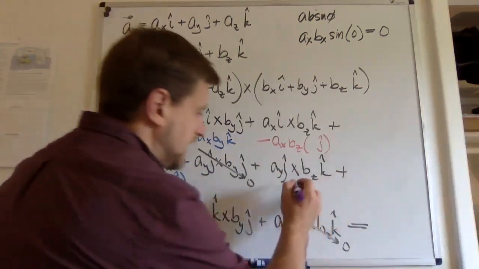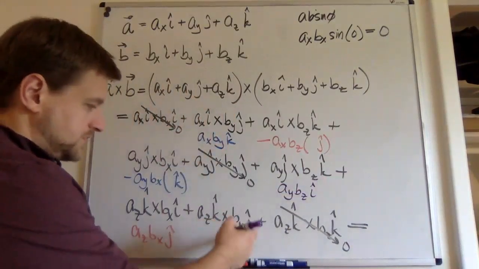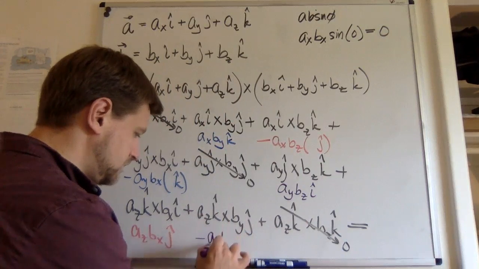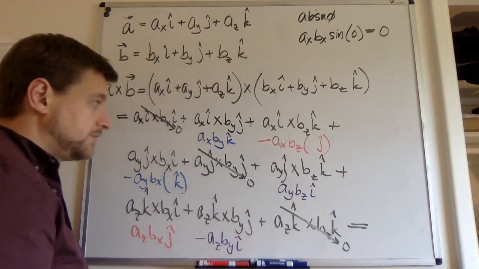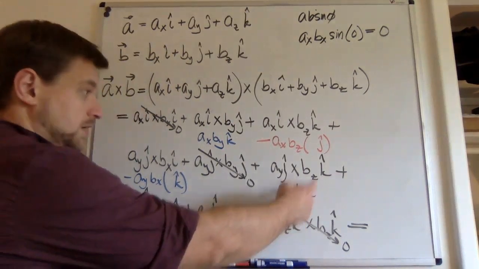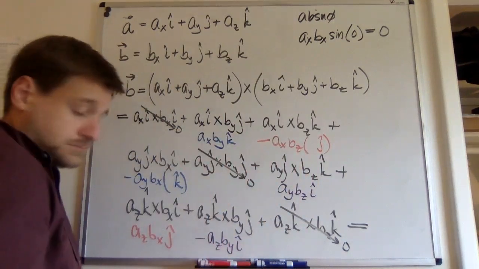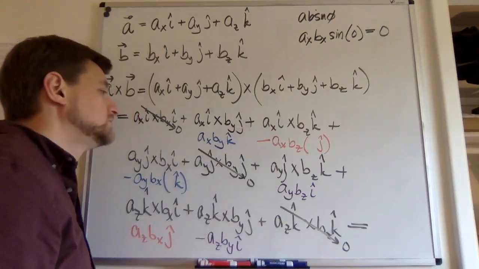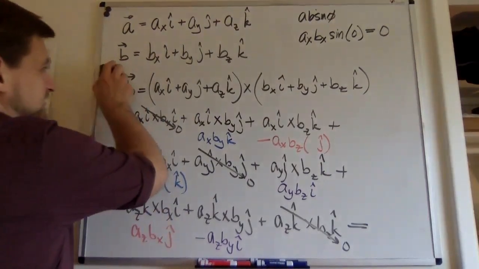J cross K gets us I. K cross J gets us negative I. If we pull the negative out front, we really only have 3 terms. Once we combine like terms, we've got an I hat term, a J hat term, and a K hat term. This is great. That's a vector. I'm completely out of space to write it. I guess I'll put it here.